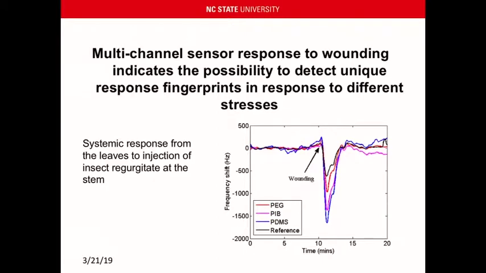So we've gone on, now we've built multi-sensor arrays. So we're trying to develop different sensors that have different sensitivities, different properties, and we can see here that upon wounding, again, we see differential responses. We haven't yet demonstrated that we can actually distinguish the different types of molecules, but that's where we're going with this.